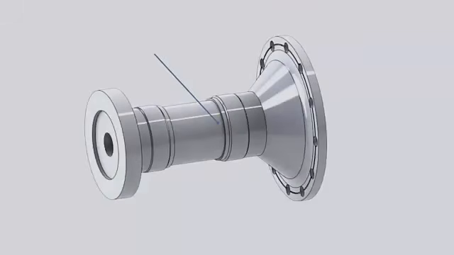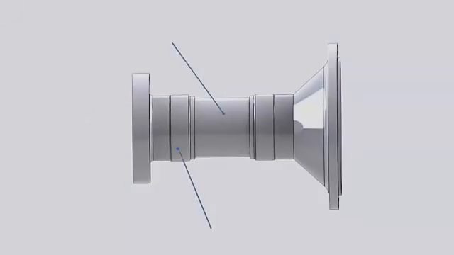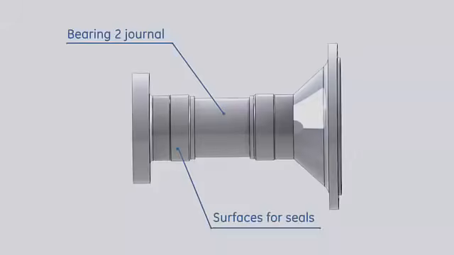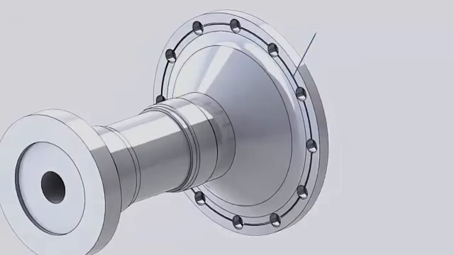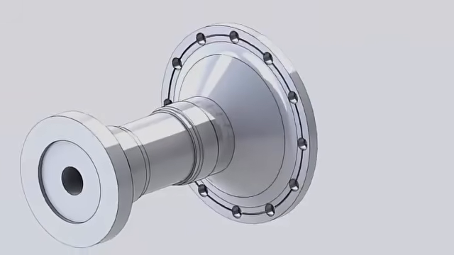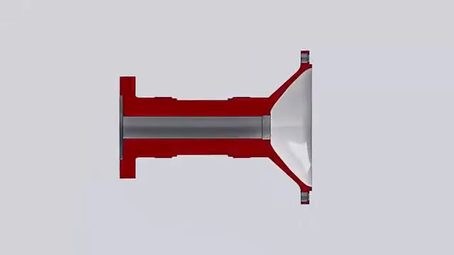The forward wheel shaft is machined to provide the following features: journal surface for bearing number 2, and surfaces for oil and air seals. Forward balancing groove. Forward flange to connect the turbine rotor to the compressor rotor. The forward wheel shaft is hollow to pass the turbine rotor cooling air.